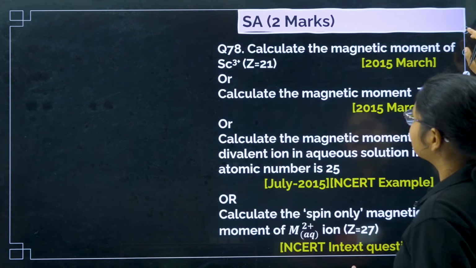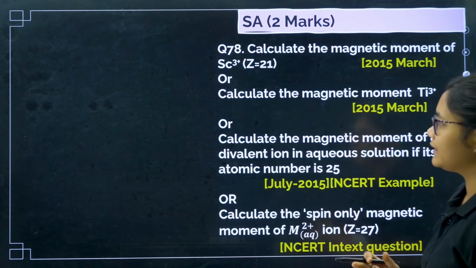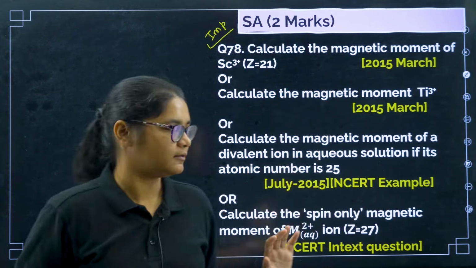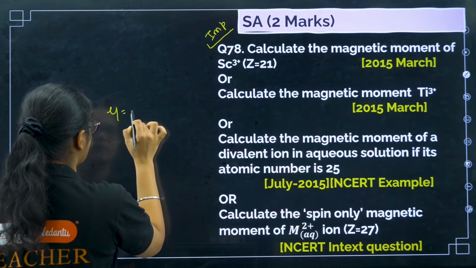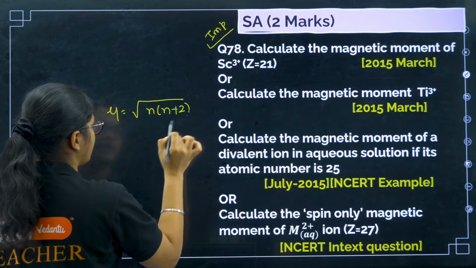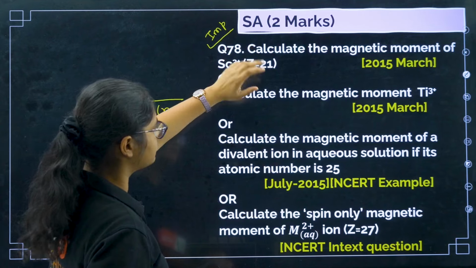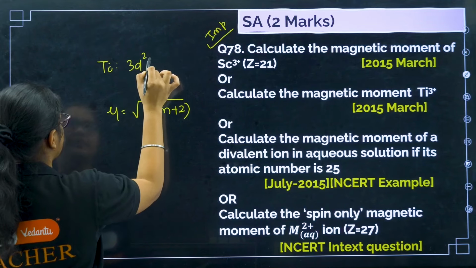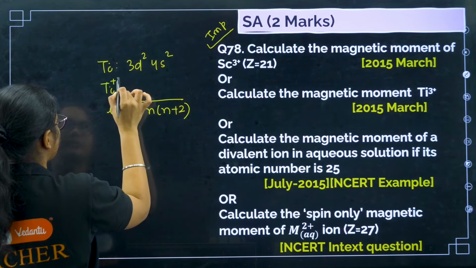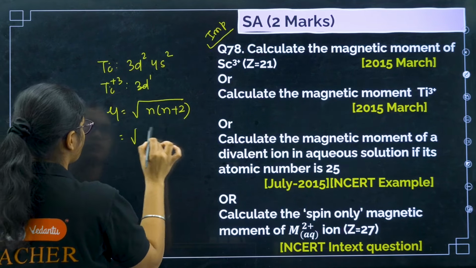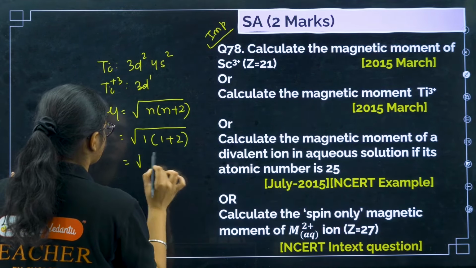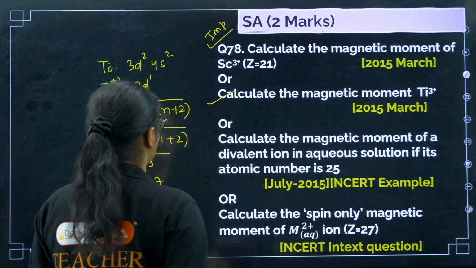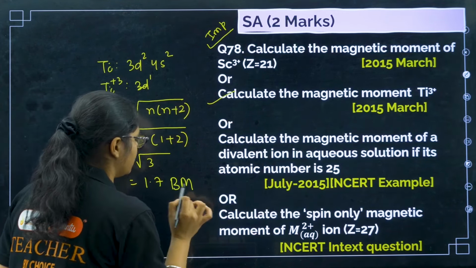Okay, next is question number 78, to calculate the magnetic moment. So this is an important question. I'll tell you how to find one, others you can do with the given values. What you have to do, the mu formula, you have to write root over of n into n plus 2. For example, I'll take Ti3+, titanium. Titanium electronic configuration is 3d2 4s2. Ti3+ is 3d1. So I have root over of 1 into 1 plus 2, that is root over of 3, that is 1.7. So you will be getting the answer for this one, 1.7 BM. Units should be written. Clear?